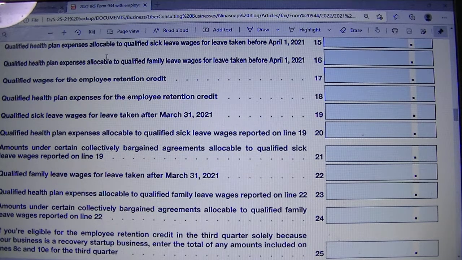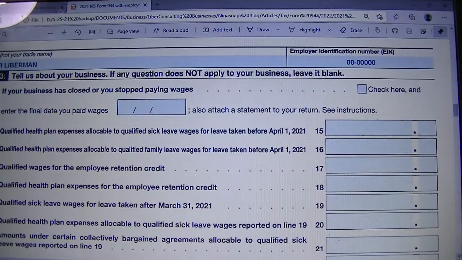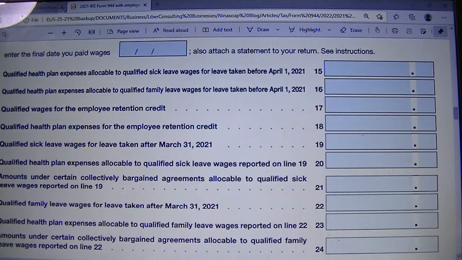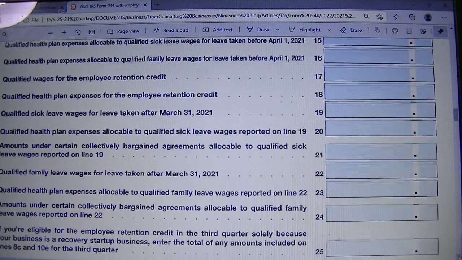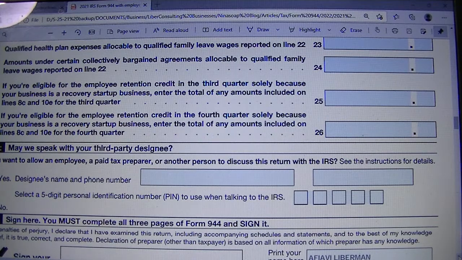So line 15, qualified health plan expenses. It's not applicable to us, so we left it blank. But for lines 15, 16, 17, if any of those lines is applicable to you, you will read the instructions if you don't understand it. It has to do with some other credits and family leave and sick leave. So we left it blank because it's not applicable to us. And lines 20, 21, 22, 23, 24, 25, 26, pretty much all about those credits, we left them blank.